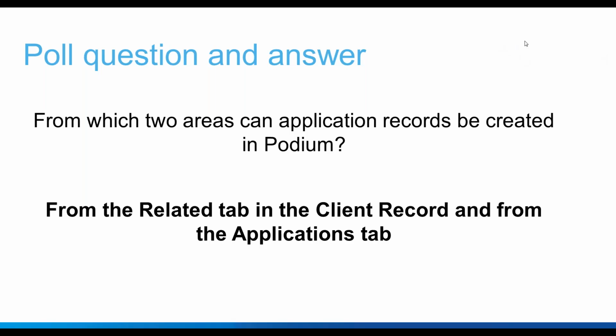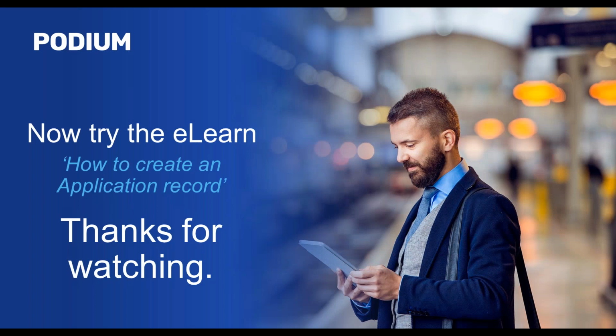All right, I hope everybody had a chance to check their knowledge using that quick poll. So the answer to the question, from which two areas can application records be created in Podium, is from the Related tab in the Client record, or as you saw just moments ago, also from the Applications tab. That wraps it up for the simulated webinar on creating application records in the Reimagine Podium platform.